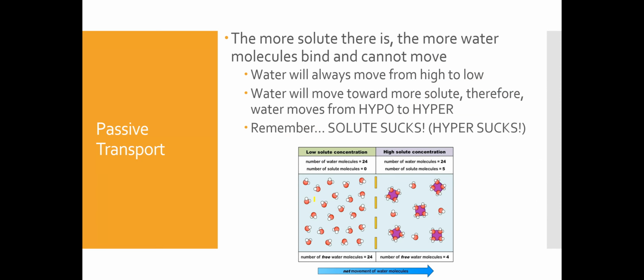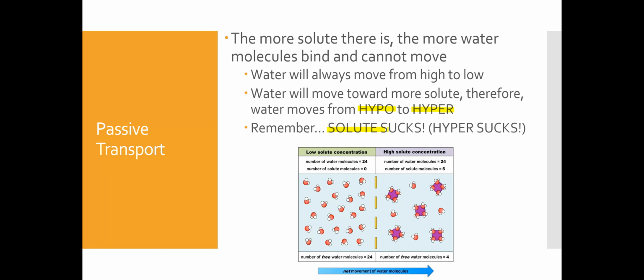All right, so in general, the more solute there is, what happens is water attaches to those solutes, it binds to them, and then it can't easily freely move around. And so the more solute there is, the more water is going to go there, okay? Water is always going to move to solute. So a couple of things that you can hopefully remember is water always moves from hypo to hyper. It's always going to move from the area that is hypotonic, because there's more water there, to the area that is hypertonic, because there's less water there.